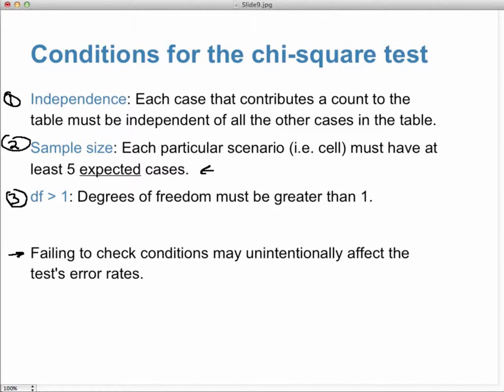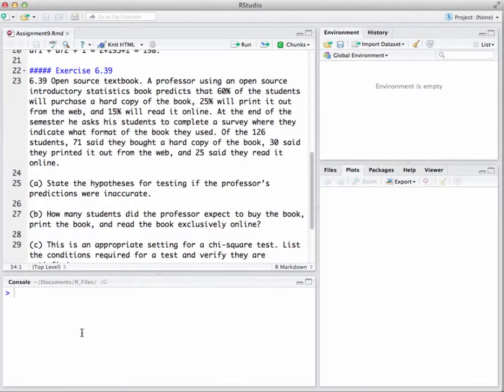Okay, let's let the rubber hit the road here, and let's go work a problem and see if we can actually see how this stuff works. So let's go do exercise 6.39. Open source textbook. A professor using an open source introductory statistics book predicts that 60% of his students will purchase a hard copy, 25% will print it out from the web, 15% will read it online. At the end of the semester, he asks his students to complete a survey where they indicate the format of the book they used.